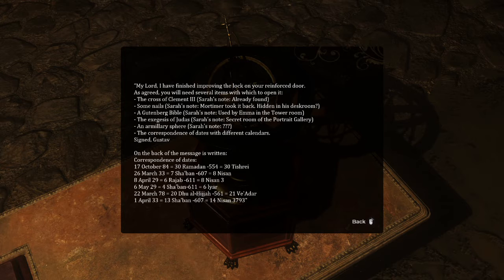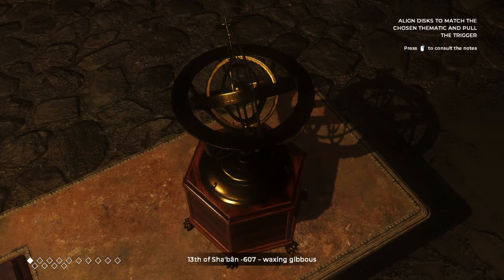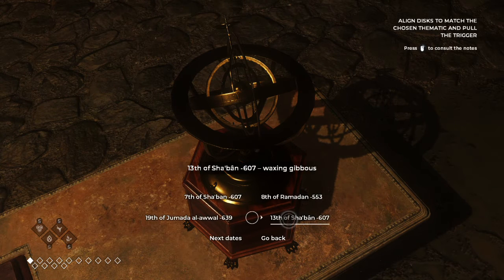Of Shaban. 13th of Shaban 607 is the same as the 14th of Nisan 3793, which is 6 days after crucifixion. 13th of Shaban, 607, waxing gibbous. Waxing gibbous.